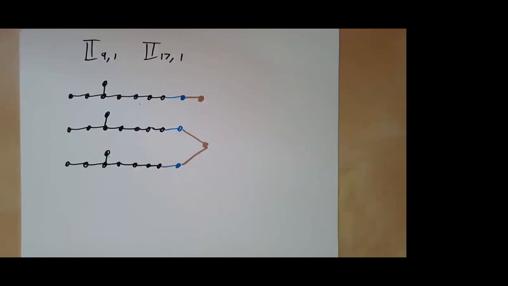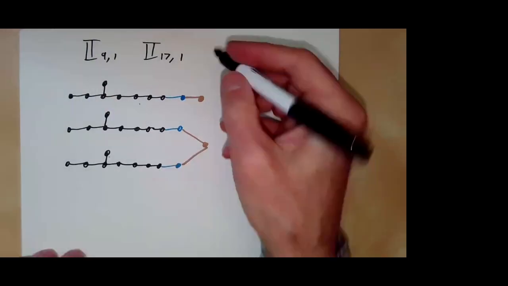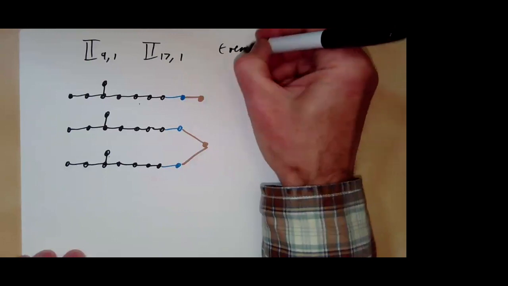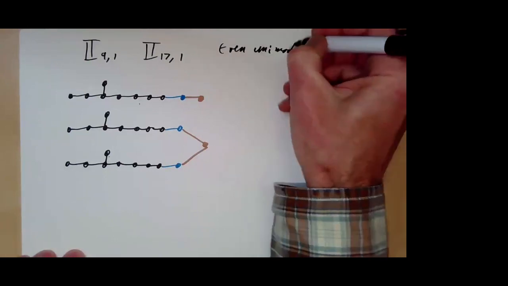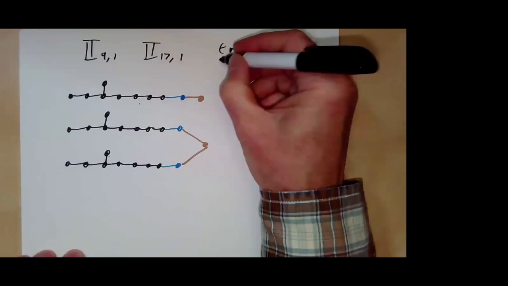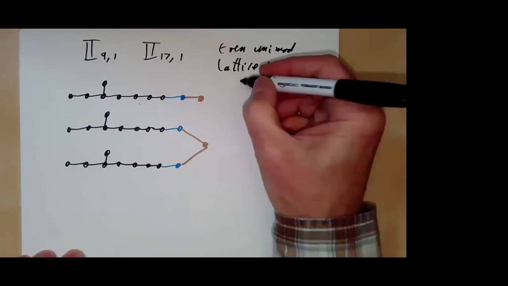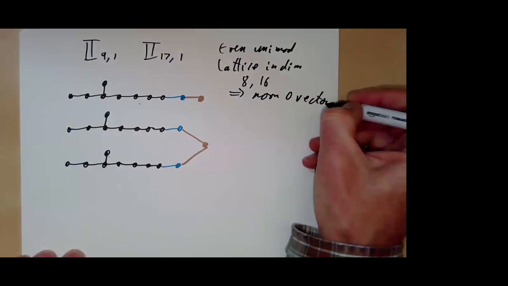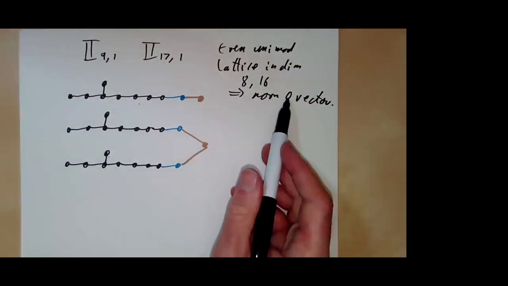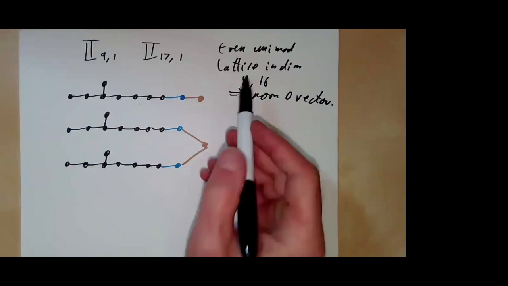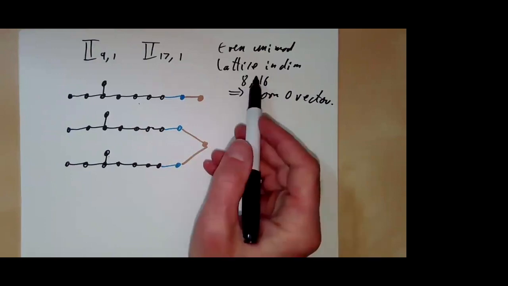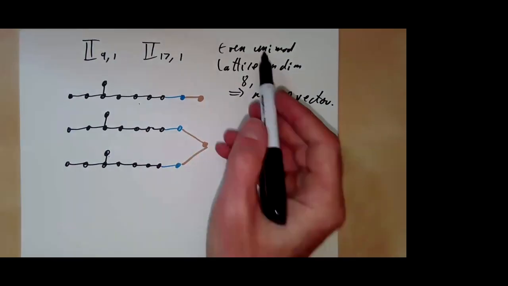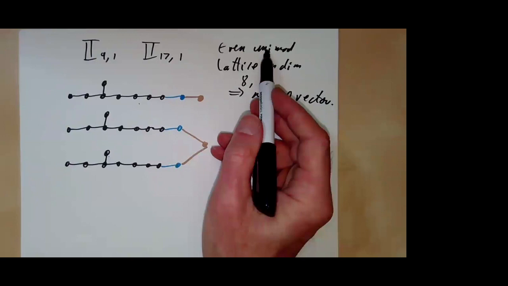And if you look at these, there's actually a lot of stuff going on here. It turns out that if you take an even unimodular lattice in dimension 8 or 16, it corresponds to a norm 0 vector in one of these lattices here. If you take the orthogonal complement of the norm 0 vector, it's more or less this lattice here up to some null vectors. And this means that the Dynkin diagram of any even unimodular lattice in these dimensions is actually contained in this diagram here.